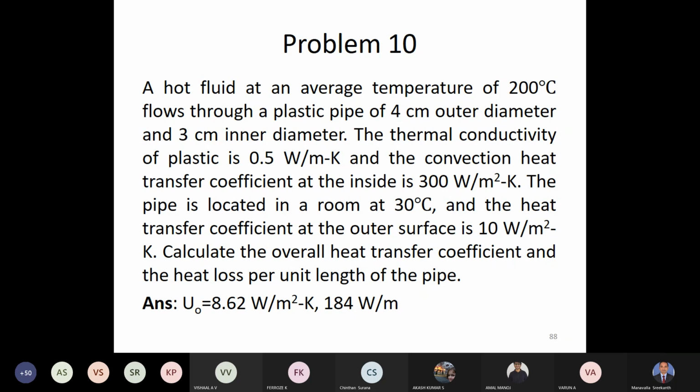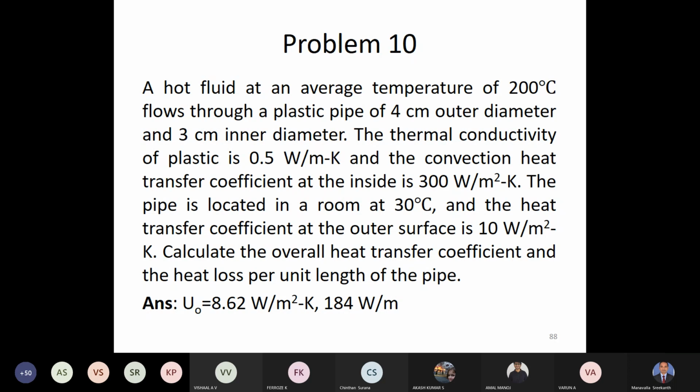A hot fluid at an average temperature of 200 degrees Celsius flows through a plastic pipe of 4 centimeter outer diameter and 3 centimeter inner diameter. The thermal conductivity of plastic is 0.5 watt per meter Kelvin, and the convection heat transfer coefficient at the inside is 300 watt per meter square Kelvin. The pipe is located in a room at 30 degrees Celsius, and the heat transfer coefficient at the outer surface is 10 watts per meter square Kelvin. Calculate the overall heat transfer coefficient and the heat loss per unit length of the pipe. So this is the problem.